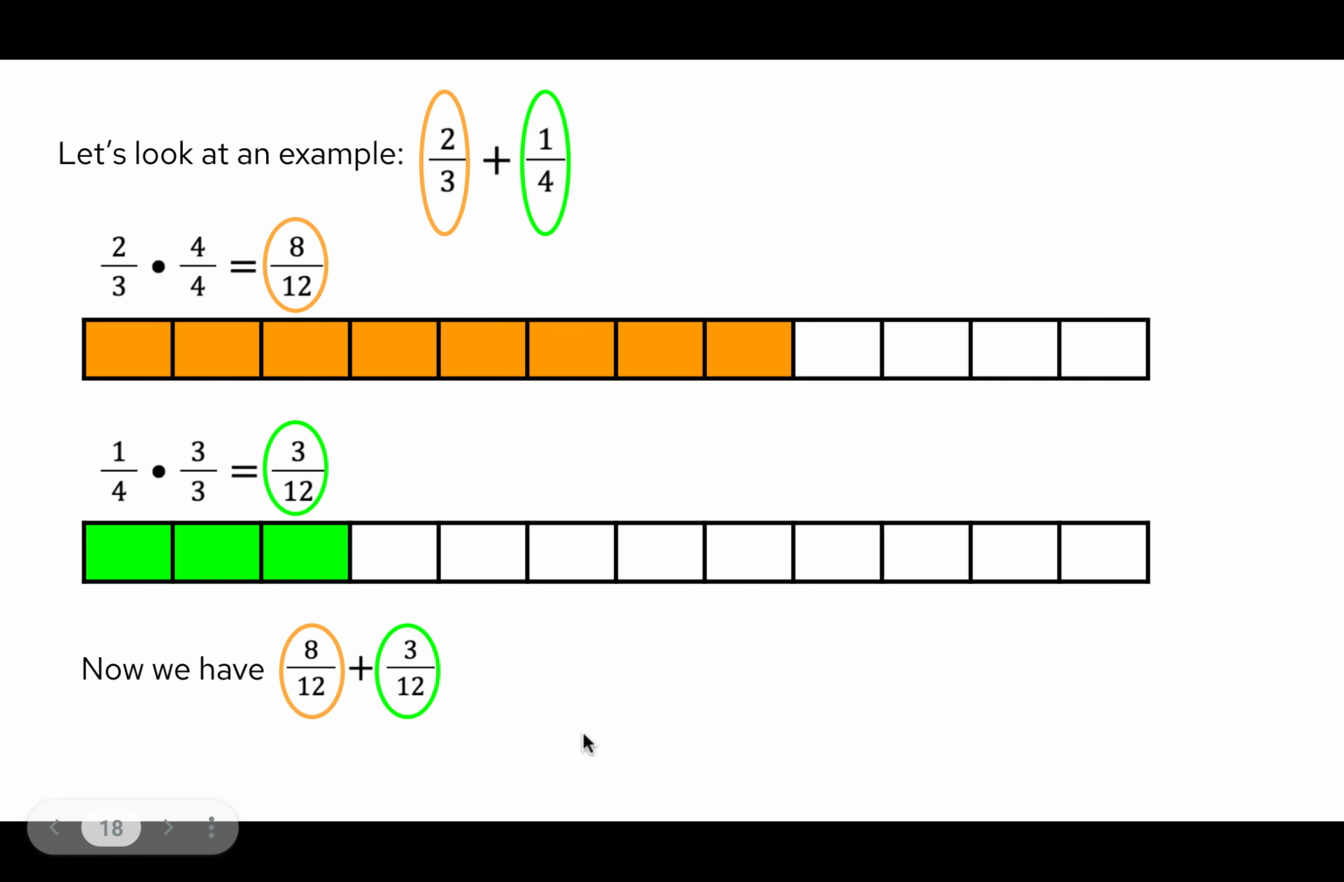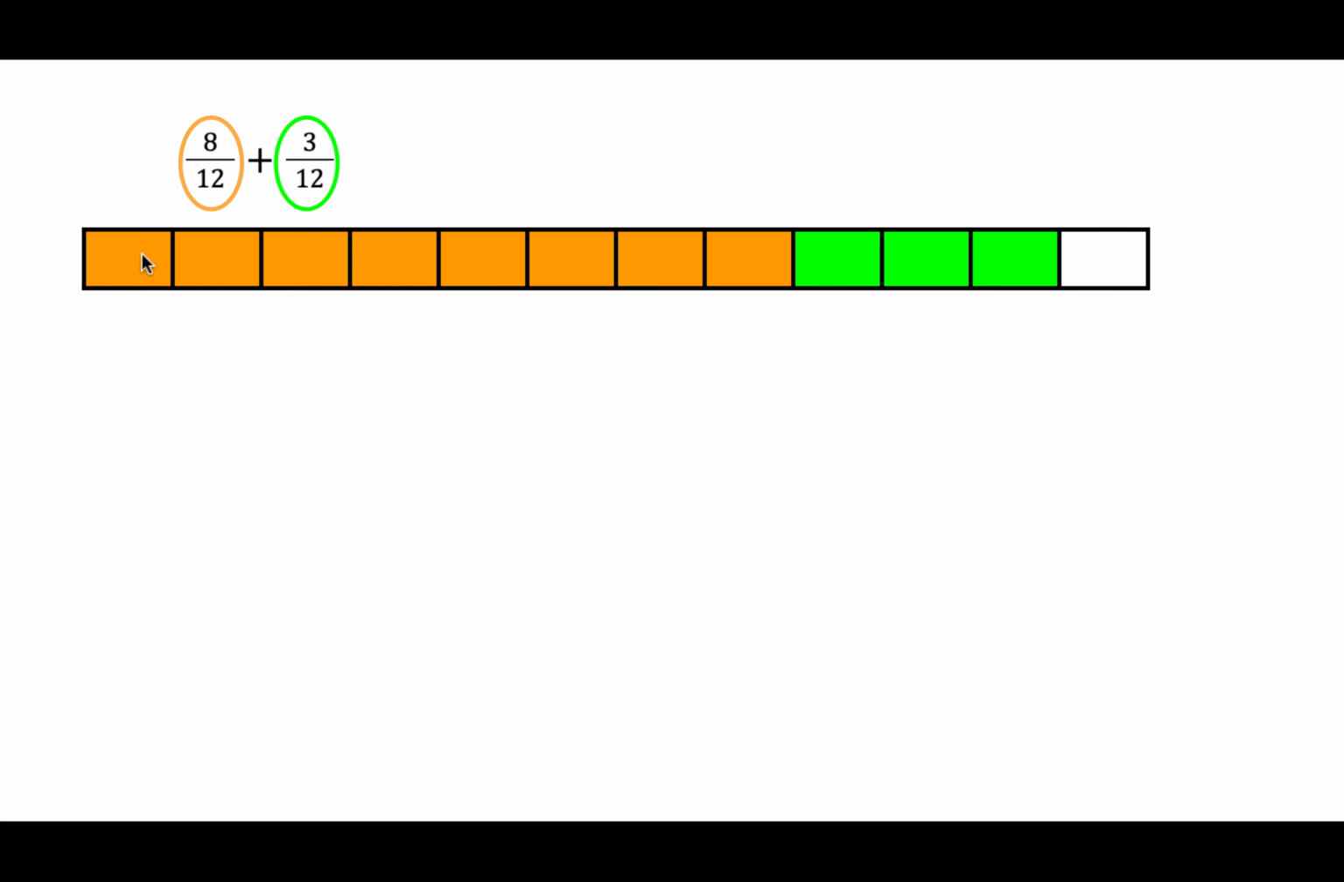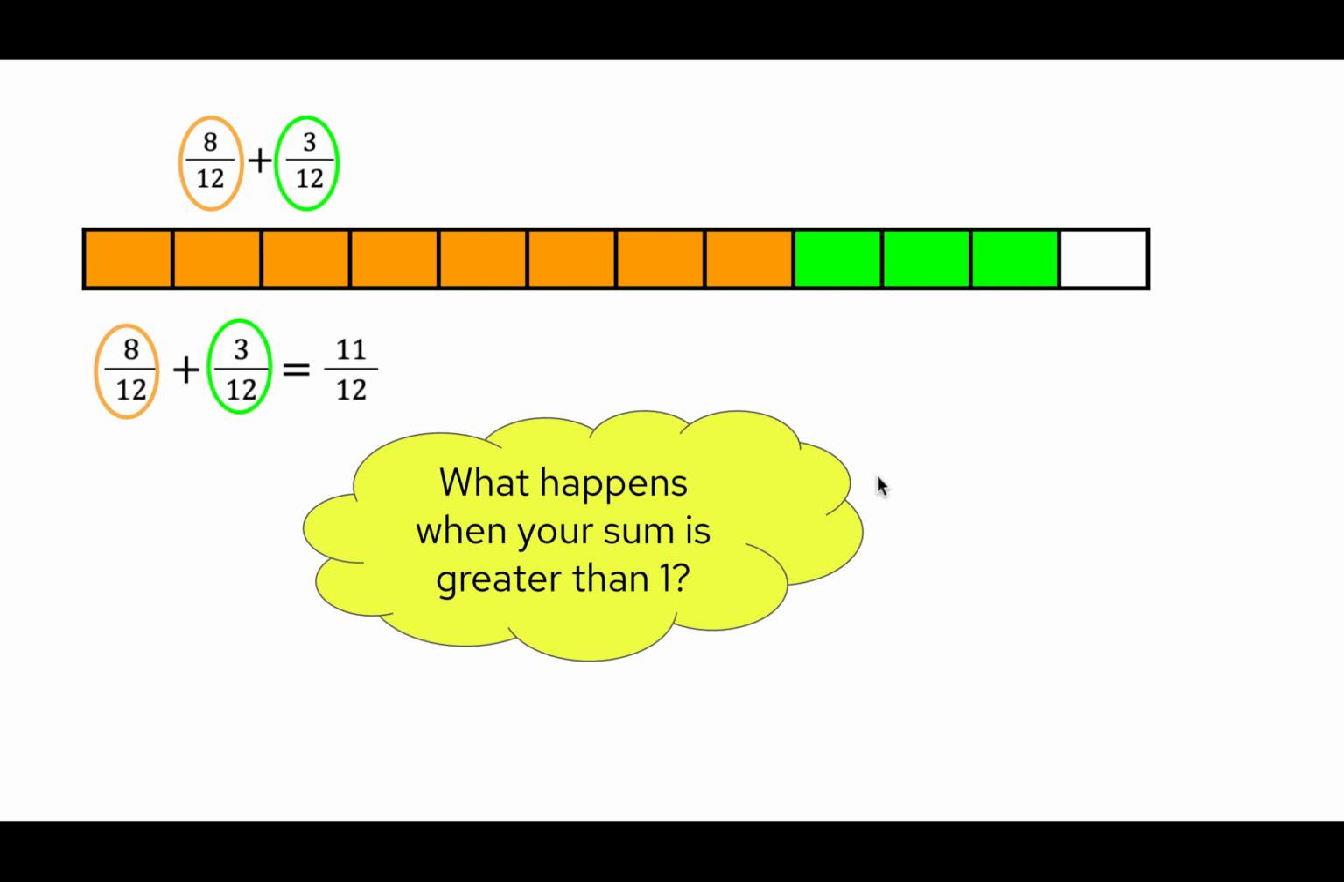So now we have 8/12 plus 3/12. So I have my 8 pieces and my 3 pieces. So I have a total of 11/12. But what would happen if the sum is greater than 1? For example, 5/6 plus 3/4.